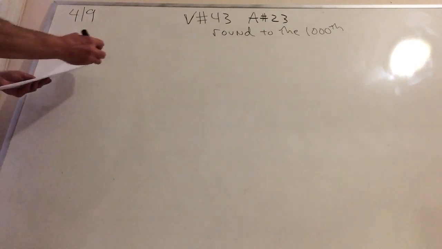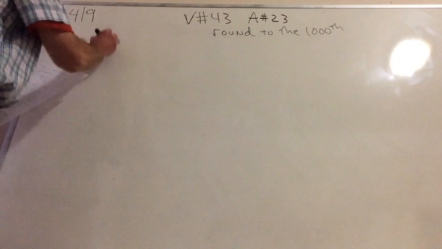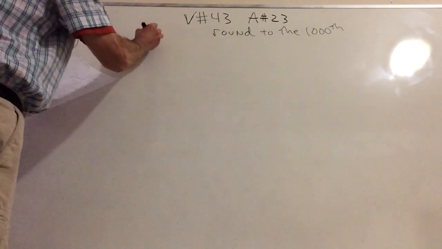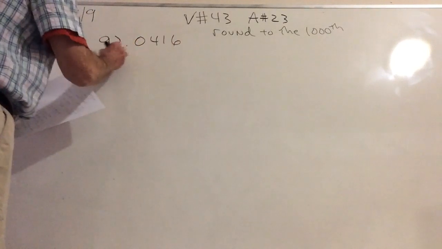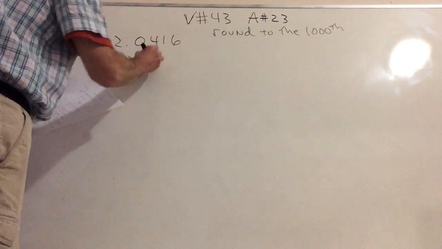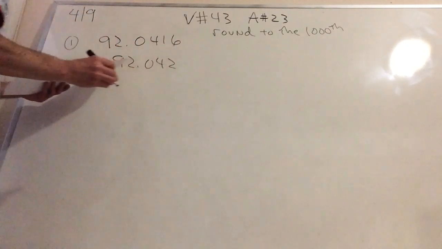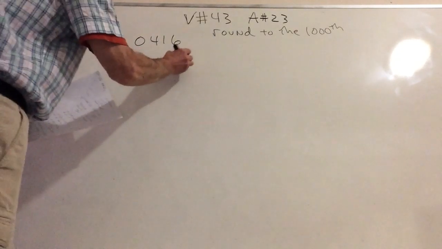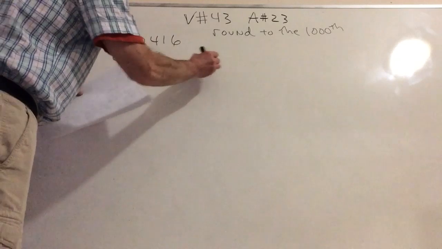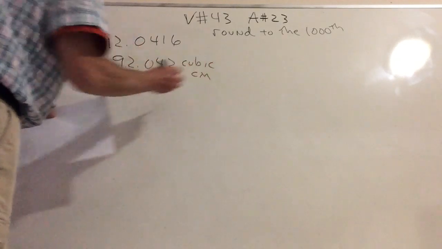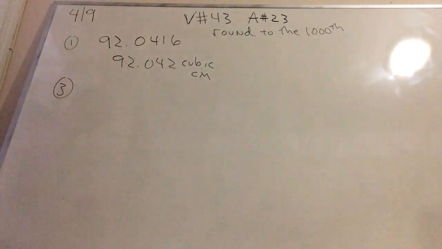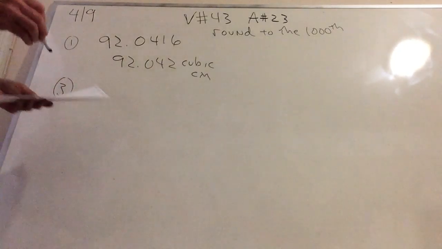For number 1, when I put it into the calculator, because now they're just random numbers, I came up with this, which rounds to this. And since you're asked to find V, it would be cubic centimeters. Okay? Now I'll do 3. I'll completely do number 2 on the whiteboard here.